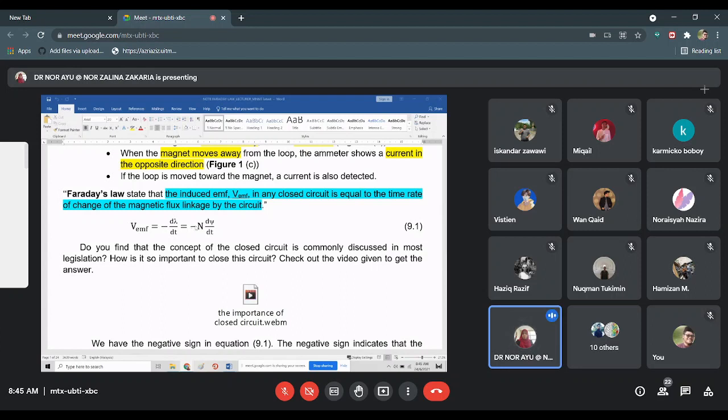All right. So why is it negative over here? This is related to Lenz's law. Afterwards we will go through Lenz's law.